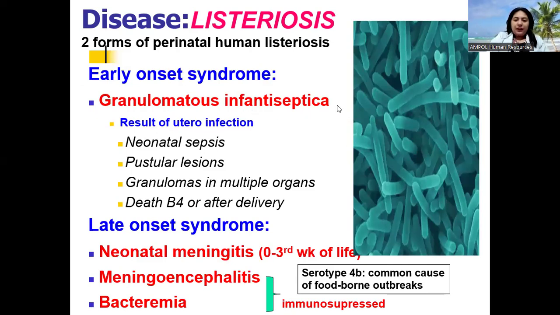Granulomatosis infantiseptica results from in utero infection. It causes neonatal sepsis, pustular lesions, granulomas in multiple organs, and death before or after delivery. That is the effect of early onset listeriosis. Late onset causes neonatal meningitis up to the 3rd week of life, meningoencephalitis, and bacteremia among immunosuppressed individuals. Listeria monocytogenes serotype 4b is the common cause of foodborne outbreaks.